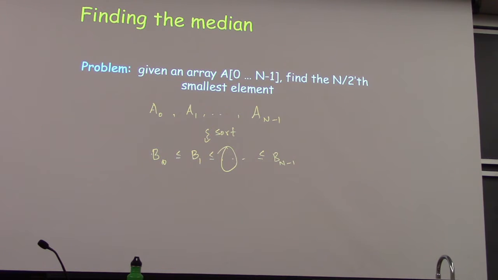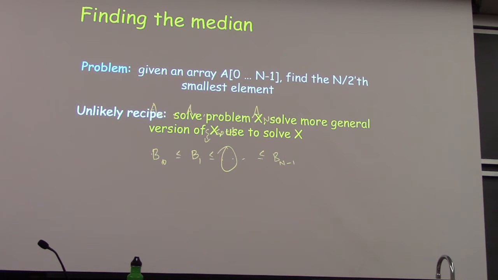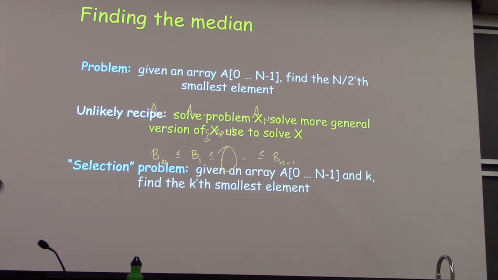Let's see. This is also one of these problems where we'll use this unlikely recipe. You want to solve this problem of finding the middle number, and what we'll do is solve a more general problem, which is finding the kth smallest number for any k. This is called the selection problem. Sorry I wrote it here, but can you all read the text?